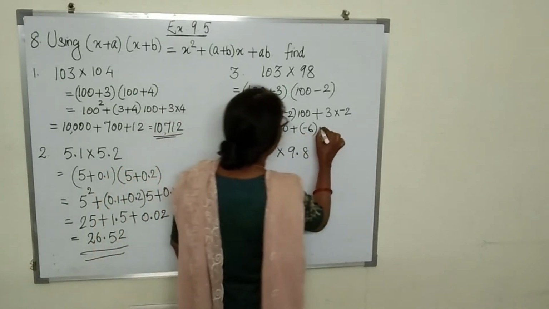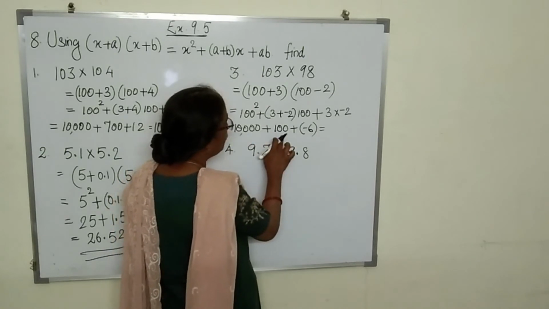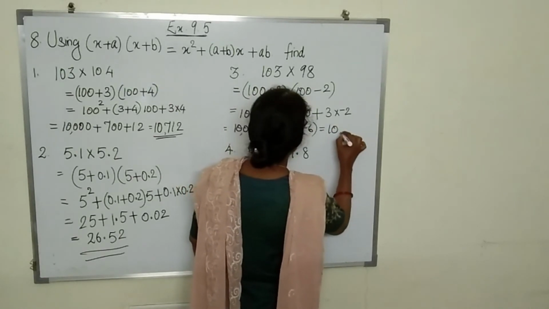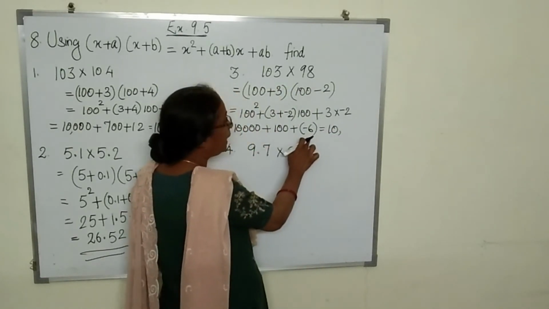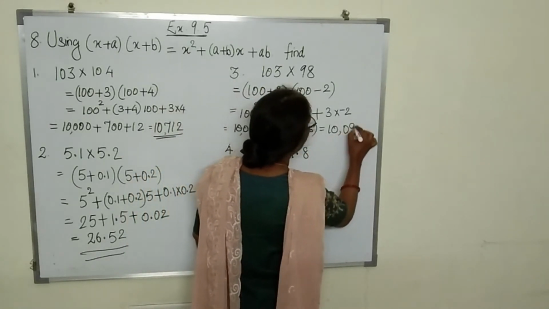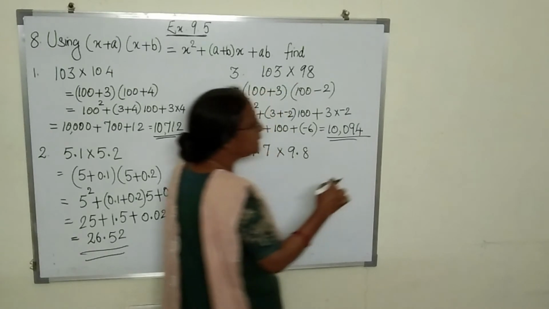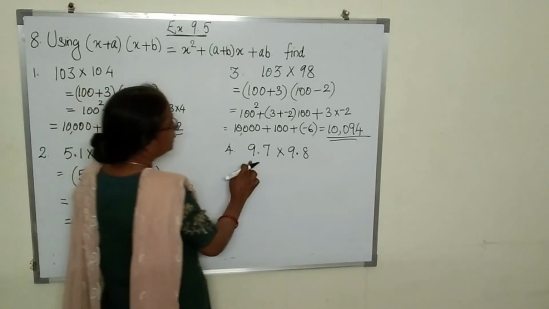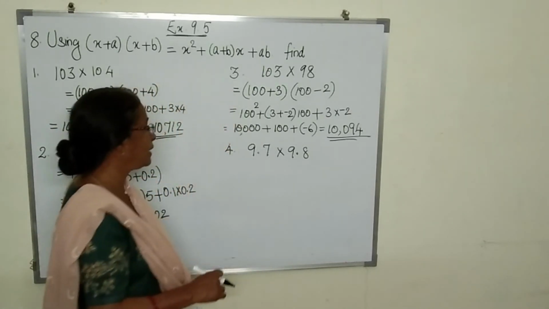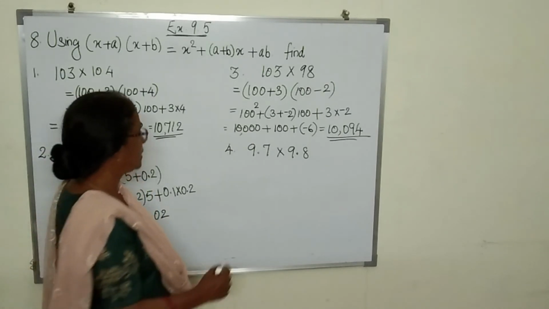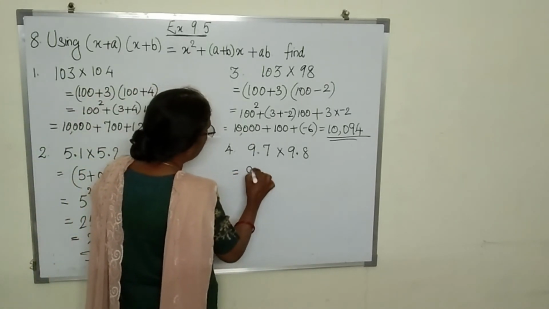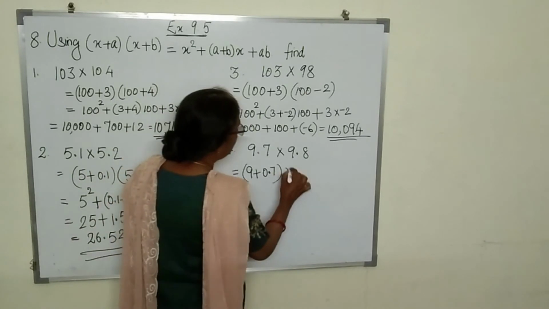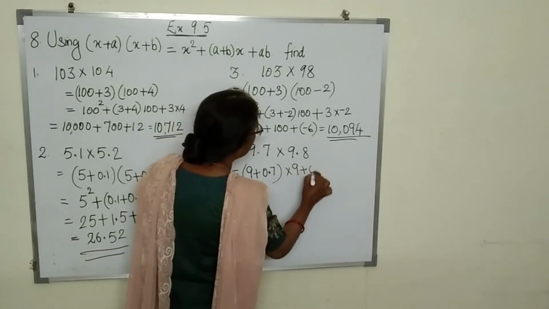So what will you get here? 10,100 minus 6 will be 94. So the answer is 10,094. The next question is 9.7 into 9.8, which is equal to (9 + 0.7) into (9 + 0.8).